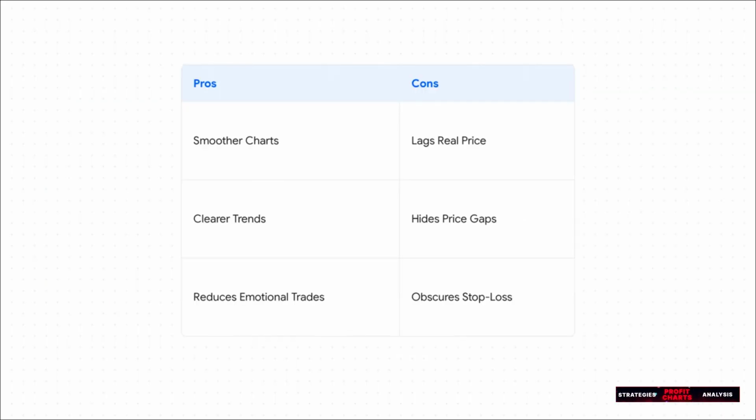So here's the breakdown. The good and the bad. On the pro side, you get what we've been talking about, the smooth charts, really clear trends, and it seriously helps you keep your emotions in check. But the cons? Man, these are important. It lags behind the actual price. That's a big one. It can hide things like price gaps, and this one's a killer. It can make it really, really tough to know exactly where to put your stop loss.